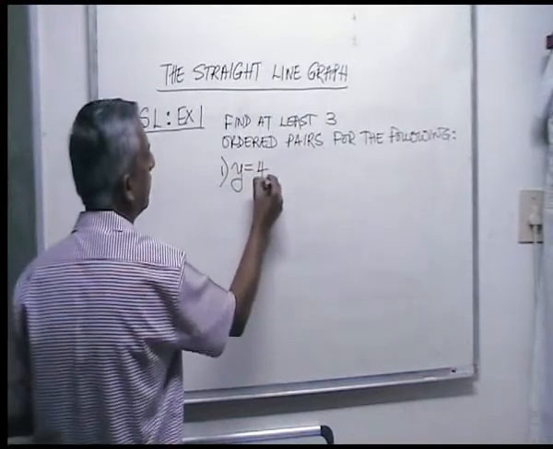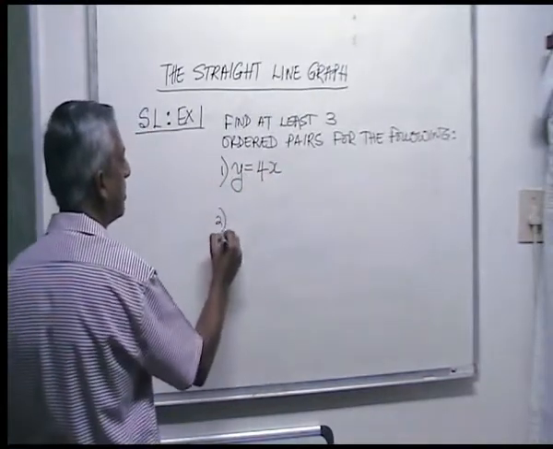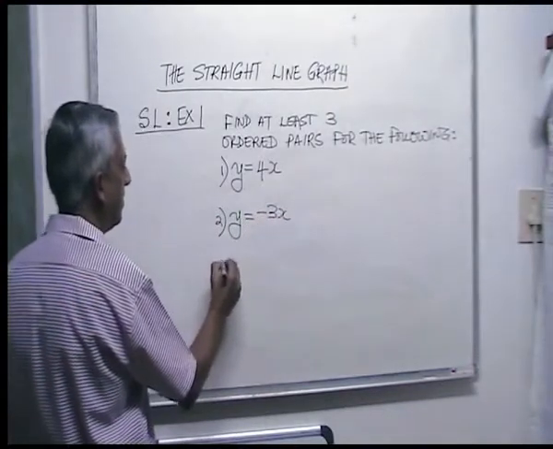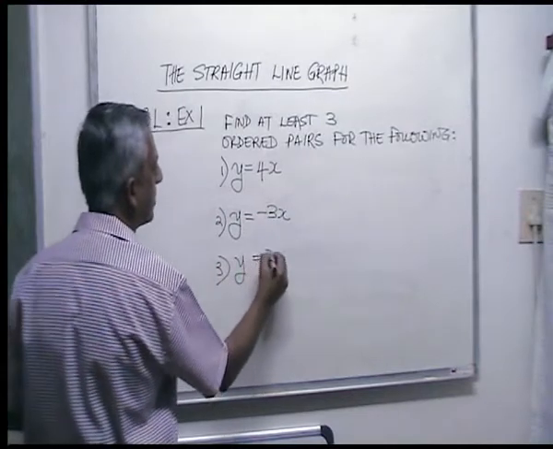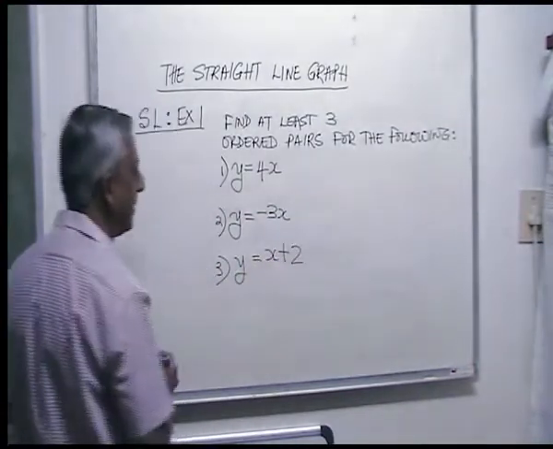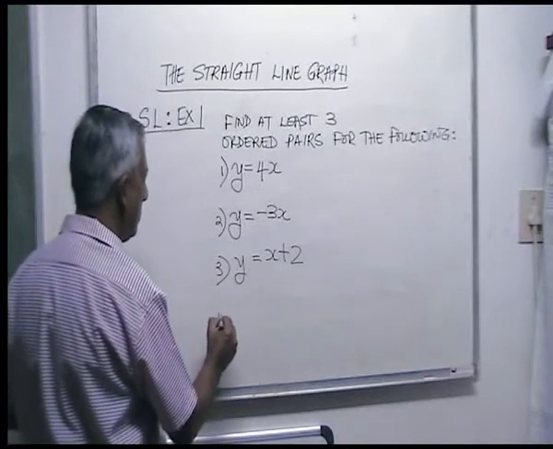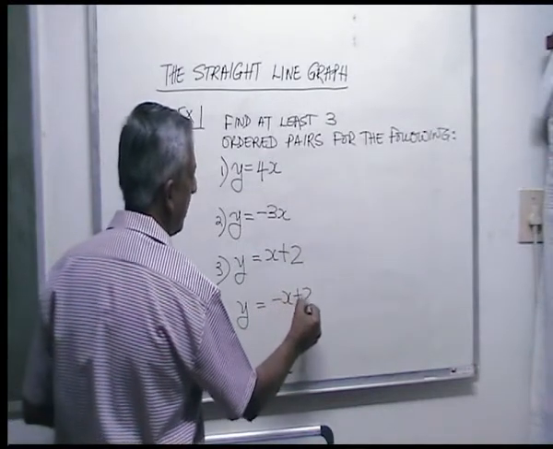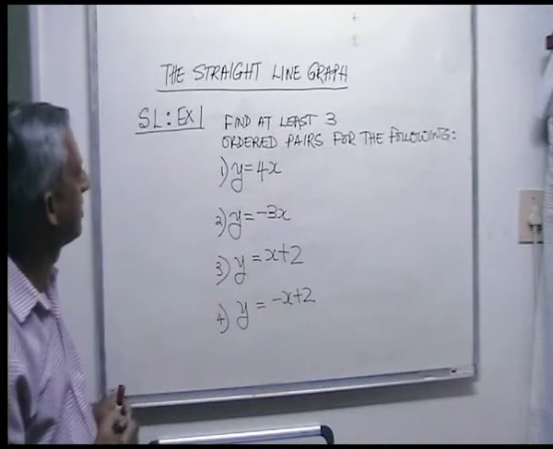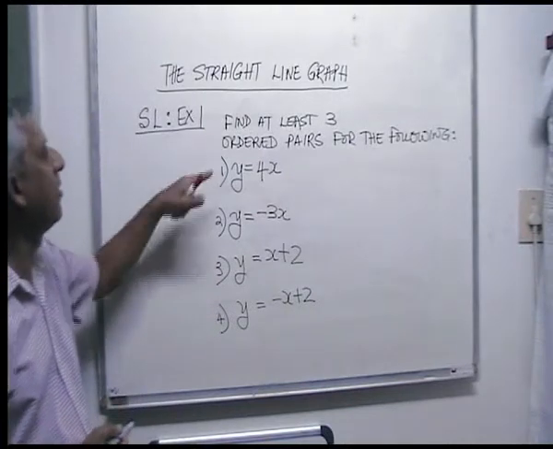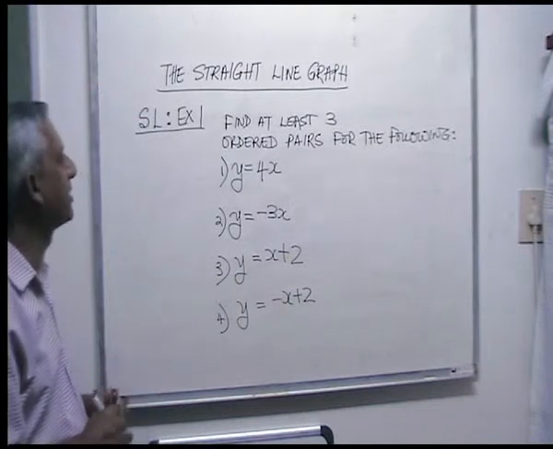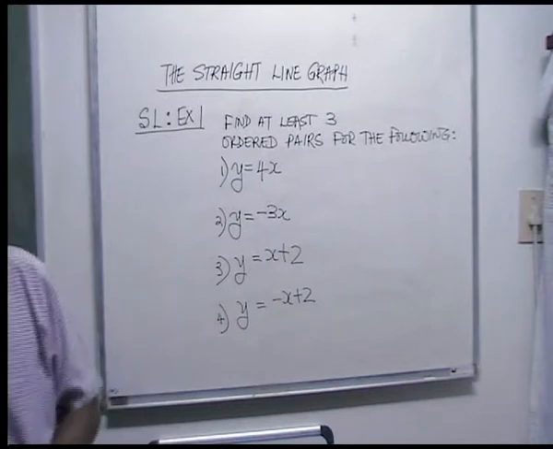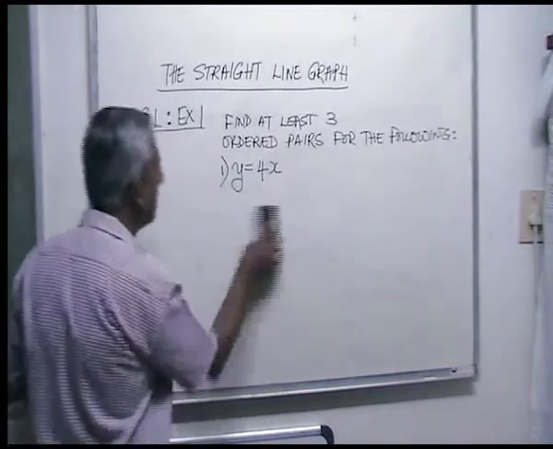Number 1, y is equal to 4x. Number 2, y is equal to minus 3x. And number 3, y is equal to x plus 2. And number 4, y is equal to minus x plus 2. Well, try those 4 examples. Find the ordered pairs in each case, at least 3 ordered pairs for each one. And once you got that step correct, we can start drawing the graphs. Alright, have some fun.